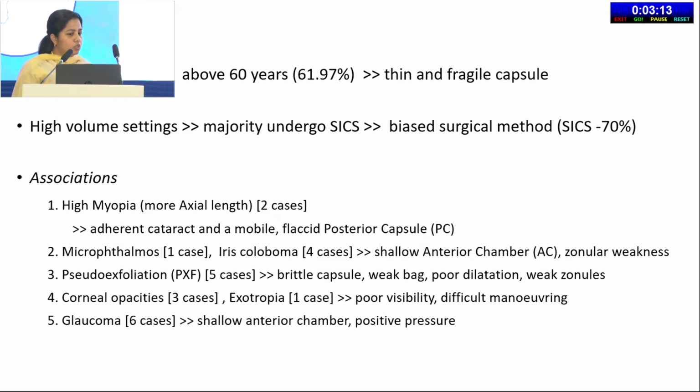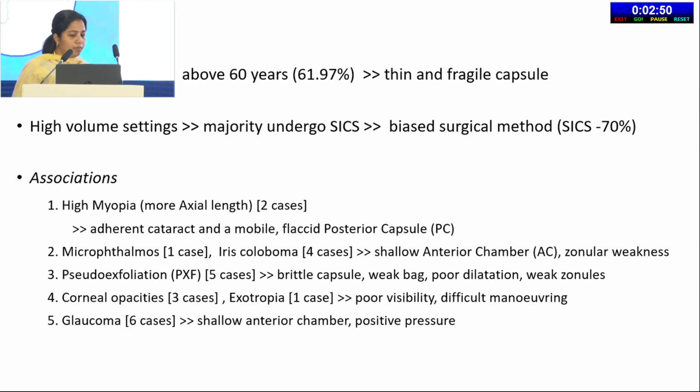Discussion: elderly age group above 60 years have a thin and fragile capsule, making them more prone for rents. And in a high volume setting where the majority undergo SICS, it is difficult to conclude which surgical method is more prone for rents. And some associations like high myopia have more axial length, which have an adherent cataract with a mobile and flaccid posterior capsule which has a trampoline-like effect, making them more prone for rents.